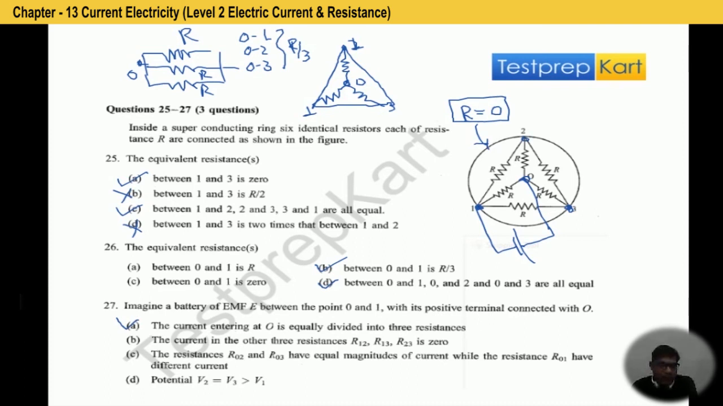Okay. Next is the current in other resistance, three resistances R12, R13 and R23 is 0. So if terminal 1 and 2 are short circuited, so total current will bypass resistance R12, R23 or R13. Okay, so it means they will have zero current. So option A and B are correct in this question. Question number 27.